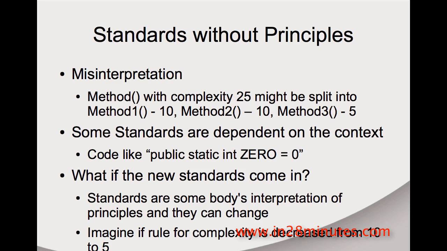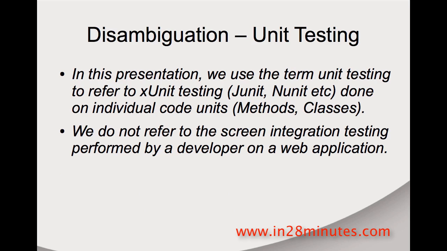Somebody asked me to create a constant, so I create a constant by name 0. So there is nothing you gain by that. And always, standards are somebody's interpretation, right? So they can change. Somebody says, okay, today I think complexity less than 10 makes readable code. Tomorrow I think complexity less than 5 makes it readable. Okay, so the focus whenever we are doing programming should be on the principles.